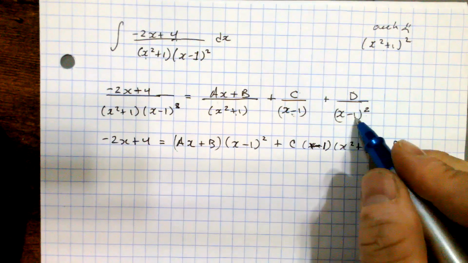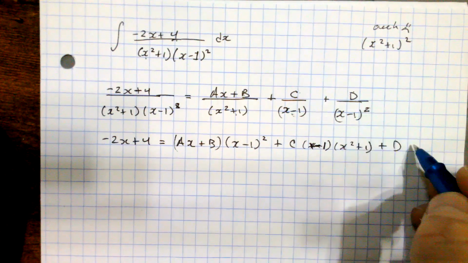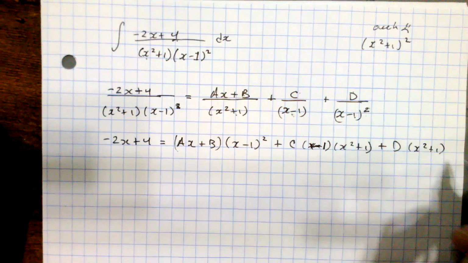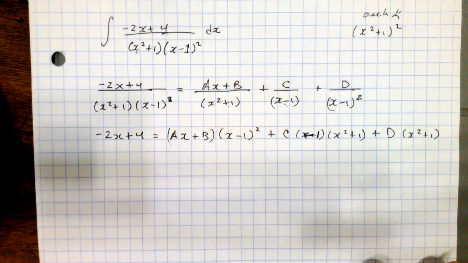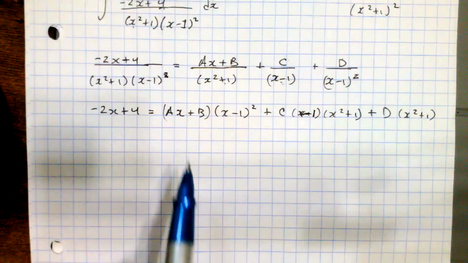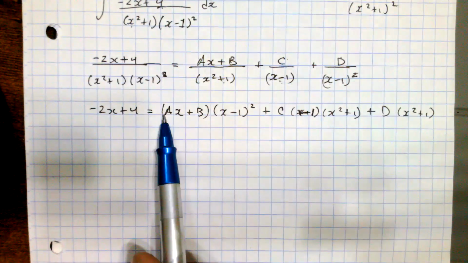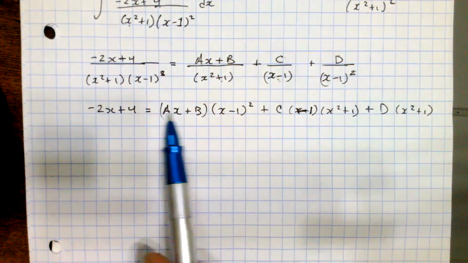Well, the x minus 1 squared is going to cancel out, but I do have an x squared plus 1 left over there. Okay, so I have some algebra to do to get things together. And the other thing about this example that I really like is this is going to show you another way of finding the coefficients here.